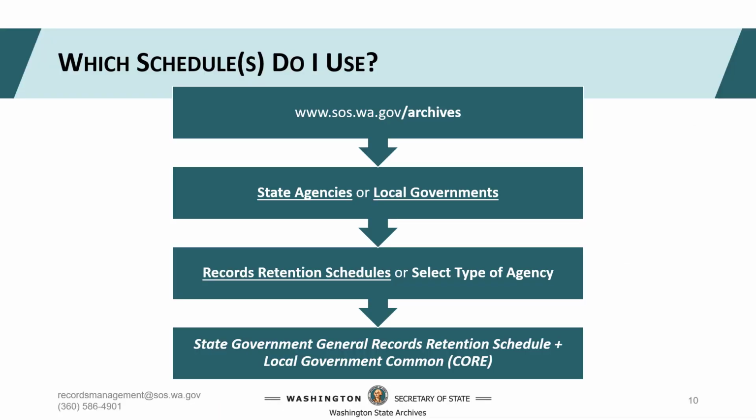A good rule of thumb: your agency is approved to use the CORE or state general schedule along with your agency's specific sector schedules. This gives you several different places to look to find the right retention. It is important to understand the differences between the two general schedules and your agency unique schedules. The CORE or state general schedule covers the administrative functions all agencies perform. This includes financial management, human resources, asset management, policy creation, and more.